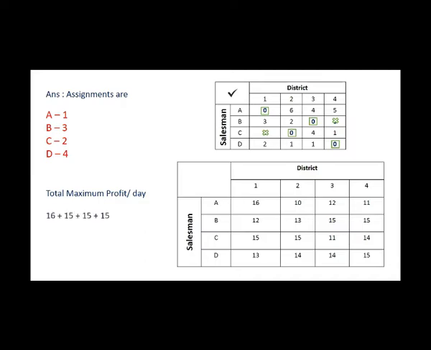So from the original matrix, the values which we have assigned will be 16 plus 15 plus 15 plus 15. Hence it comes out to be 61 rupees per day. That is the maximum profit which we found out by assigning in the optimum way. No other possible combination will give you an answer of 61 or more than that. So this completes the solution.